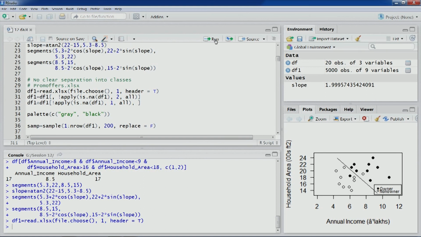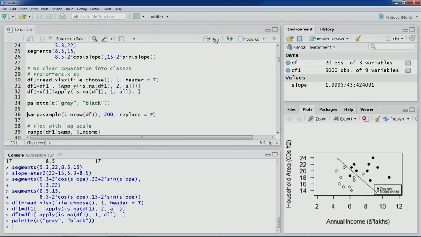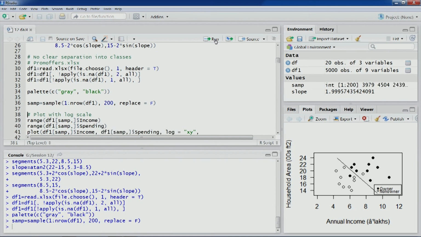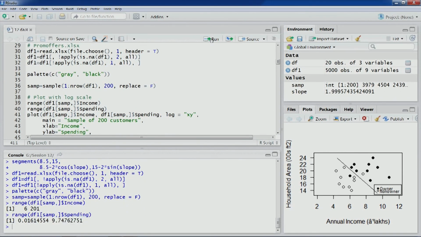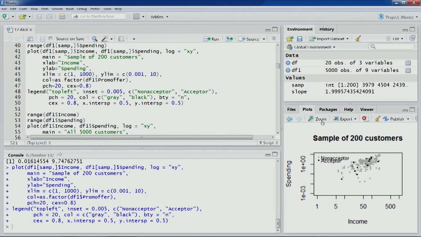So let's remove any rows with missing values. Let's change the palette, and we are taking these 200 observations. Using these two variables, we are again using log scale here, because there are too many observations within one limited coordinate area, so we would like to space them out. That is why we are using log scale here. So these are the observations.